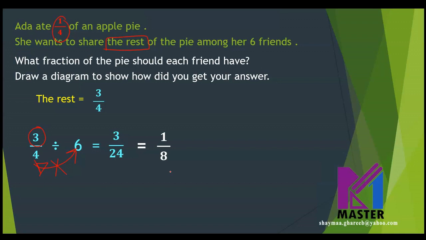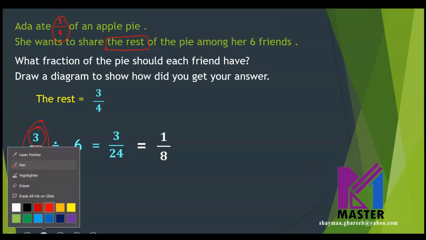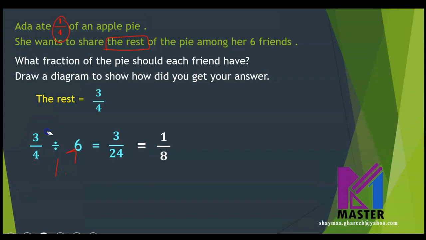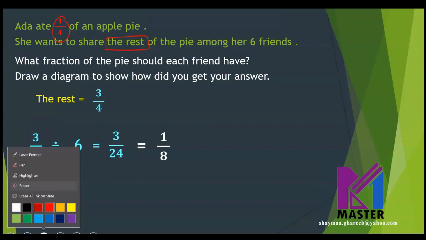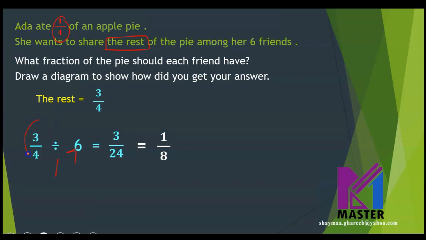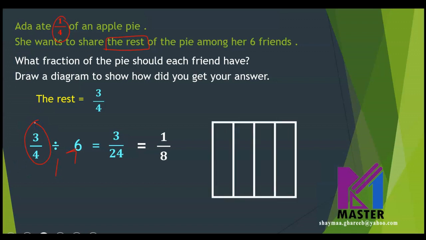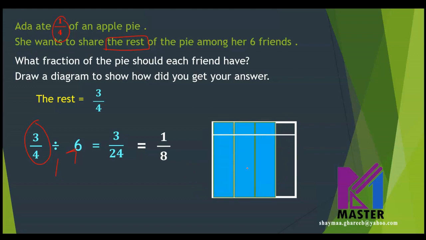Now let's draw a diagram to show this division sentence. We need first to draw the 3/4. Let's erase this to make it more clear. So first I will start by drawing the 3/4. So I need a shape or a diagram that has 4 equal parts. Then I will shade the 3/4.